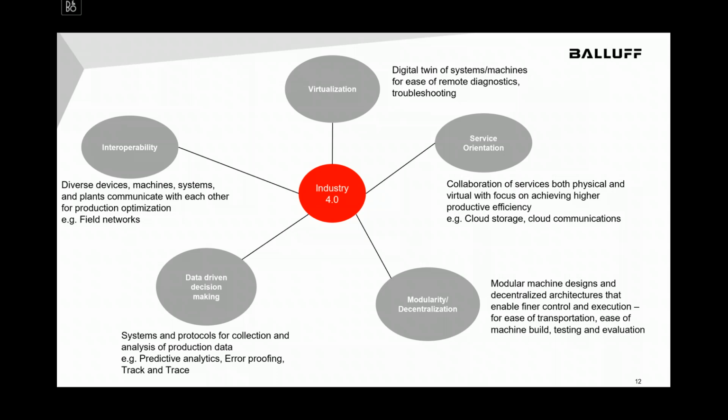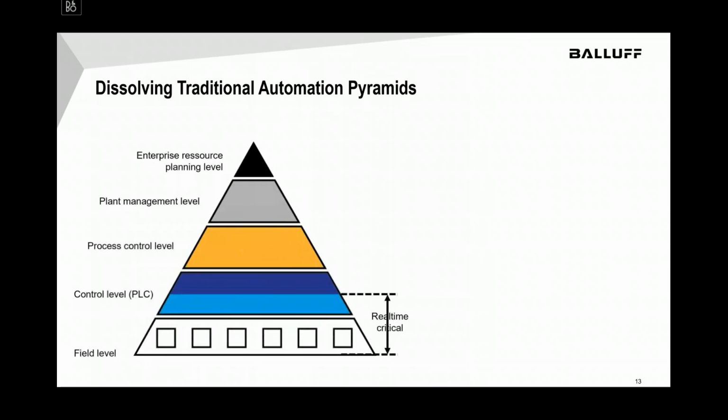When we talk about IIoT, which stands for Industrial Internet of Things, we are basically talking about collecting information from diverse places. If you look at our traditional automation pyramid, it always stood up as there being distinct differences between the field level, control level, process level, and all the way up to enterprise level.